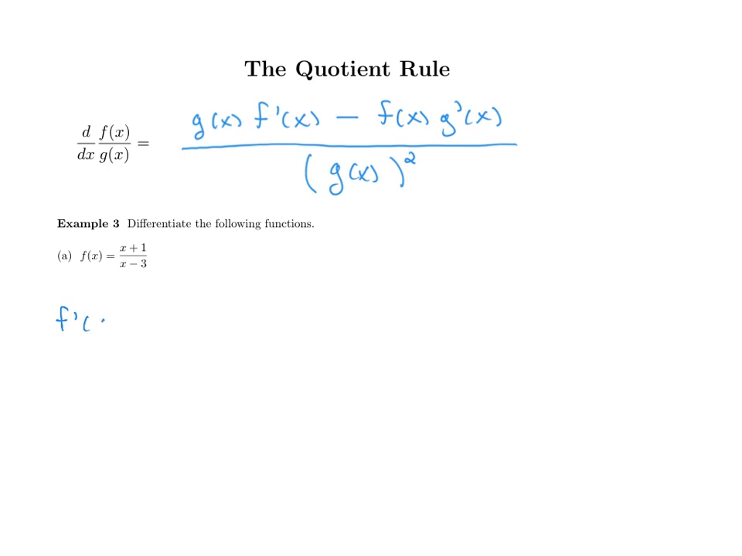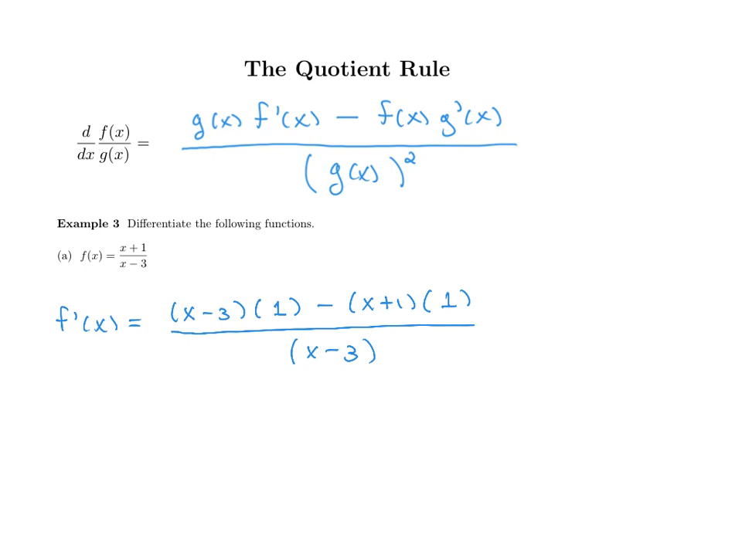f prime of x is equal to, well, I take the bottom, which is x minus 3, and I multiply that by the derivative of the top, which is 1. I subtract off the top times the derivative of the bottom, which is 1. And I take this whole thing, and no more derivatives, but I divide it by x minus 3 squared. I think this will simplify pretty well.